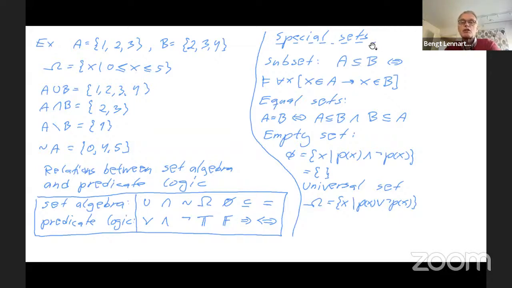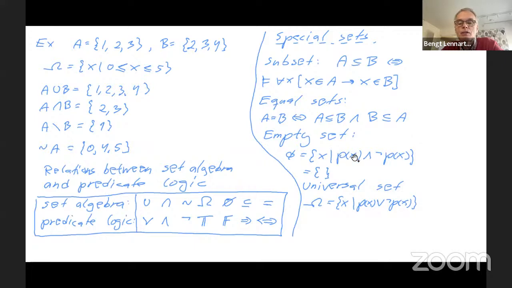So then we have some special sets. A is a subset of B, and that could be defined as all X such that if X belongs to A, it also belongs to B. And this is always a tautology. So if you like, you could also have written this as for all X, X belongs to A implies X belongs to B, with a double arrow here. Equal sets means that they are subsets of each other. So A equal B means that A is a subset of B and B is a subset of A.